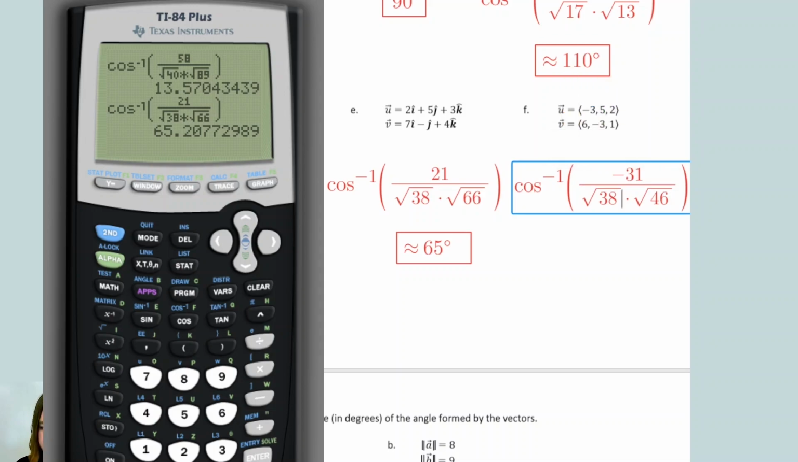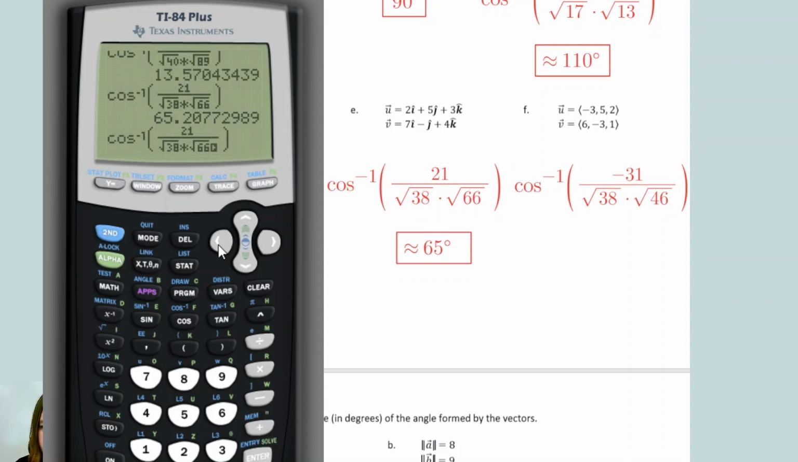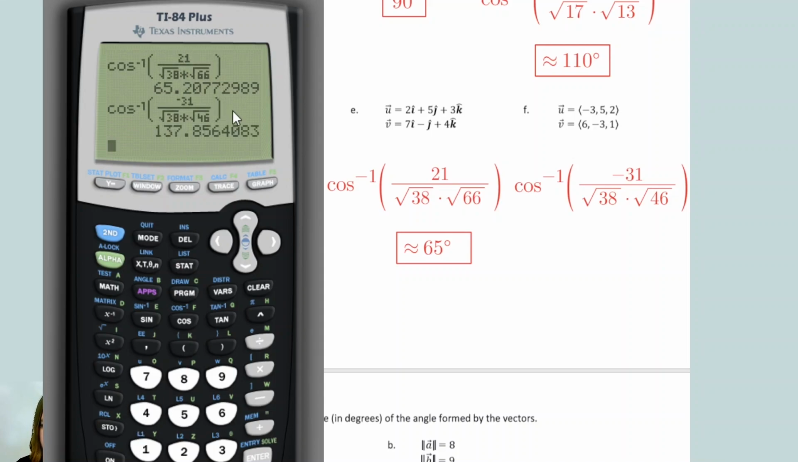Okay, now we're ready to start typing away. So we get the inverse cosine of negative 31 over the square root of 38, and then the last one's going to be 46 here. All right, so about 138 degrees.